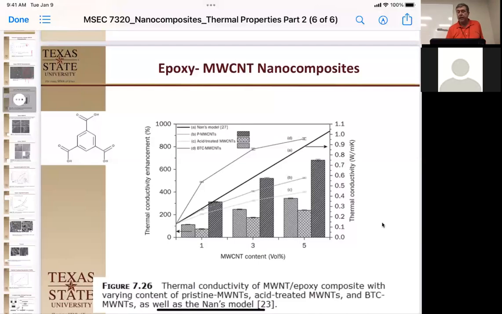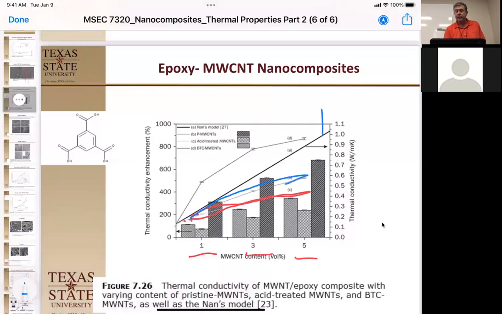The benzene ring is probably stuck to the surface there, and the carboxylic acids are in the matrix. And so what they found was as they increased the loading here from 1 to 3 to 5%, we saw that the pristine ones are the lowest right here, giving their lowest thermal conductivity. The second one was the acid right here.